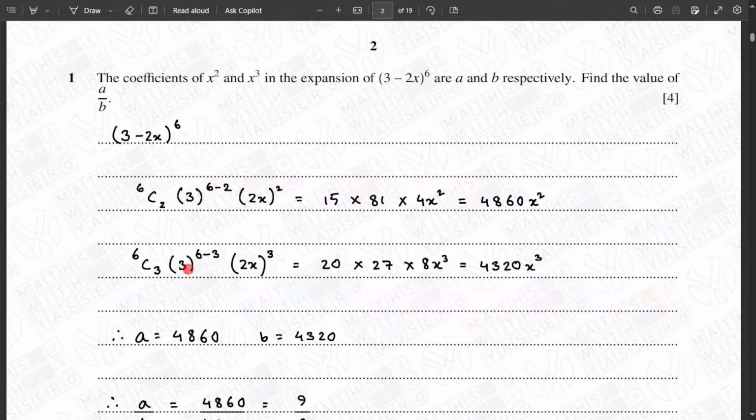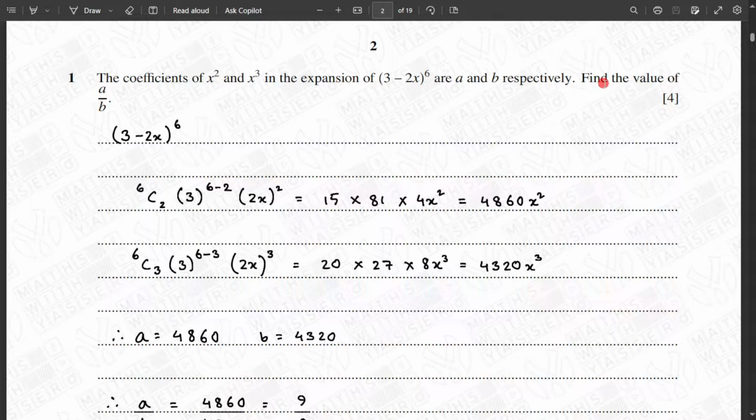In order to get the coefficient of x cubed, we require 6C3. So this will be 3 to the power 6 minus 3 and this will be (2x) to the power 3. So that will give you 20 times 27 times 8x cubed, which will be 4320 x cubed. Therefore, since the coefficient of x squared is a, that means a is 4860, similarly b will be 4320.